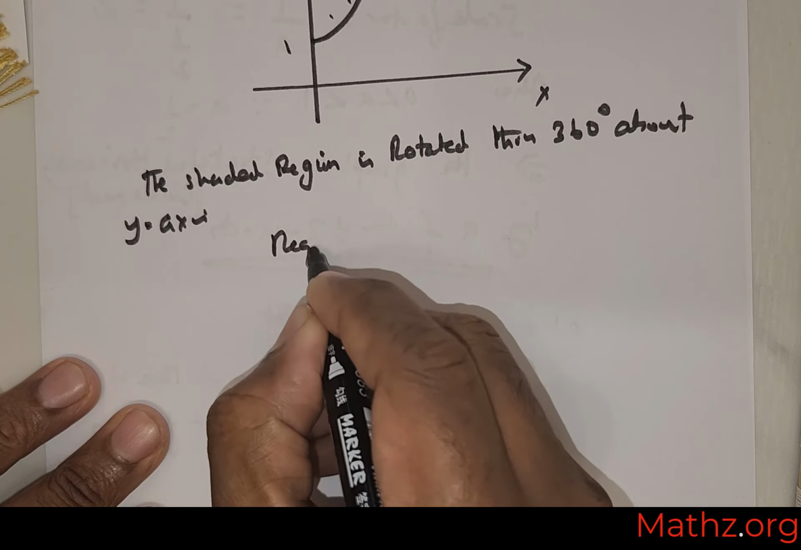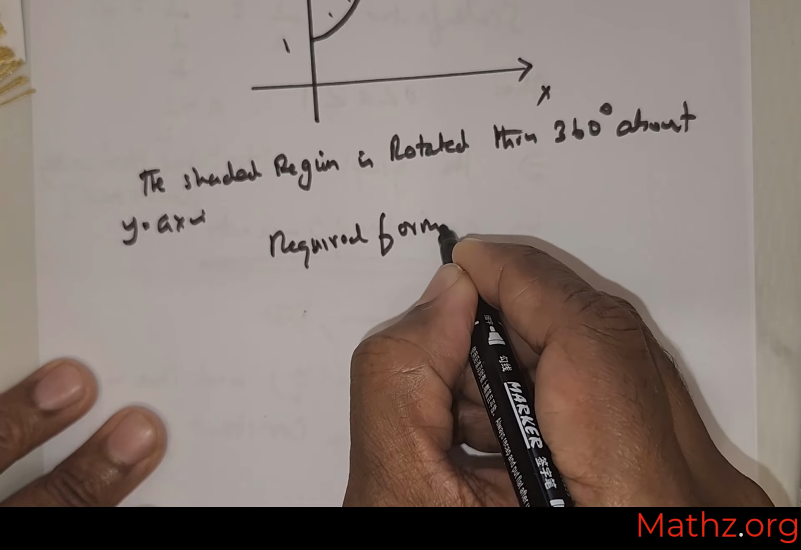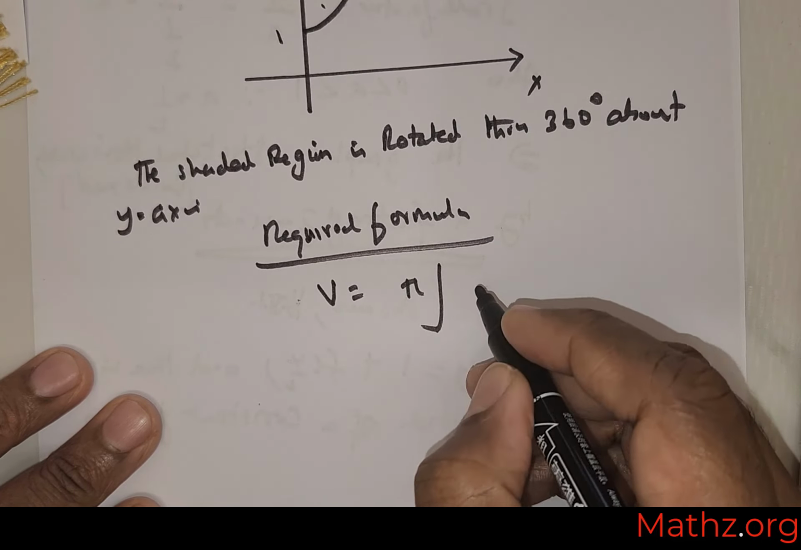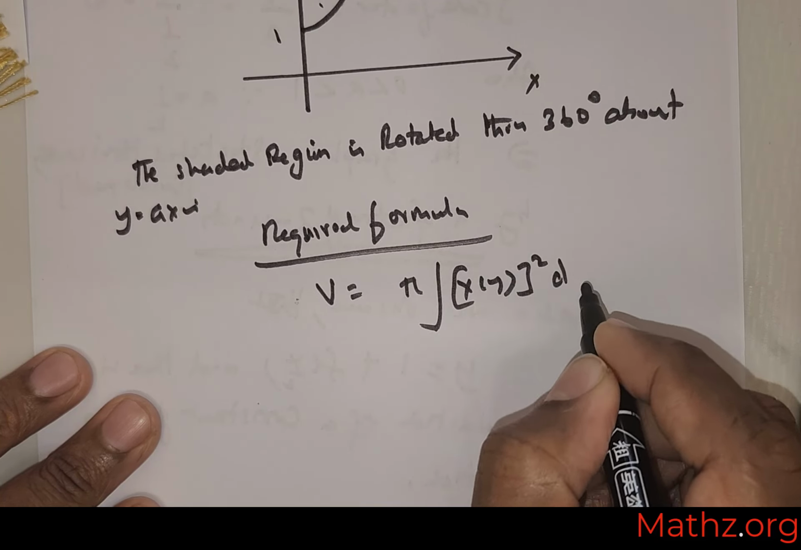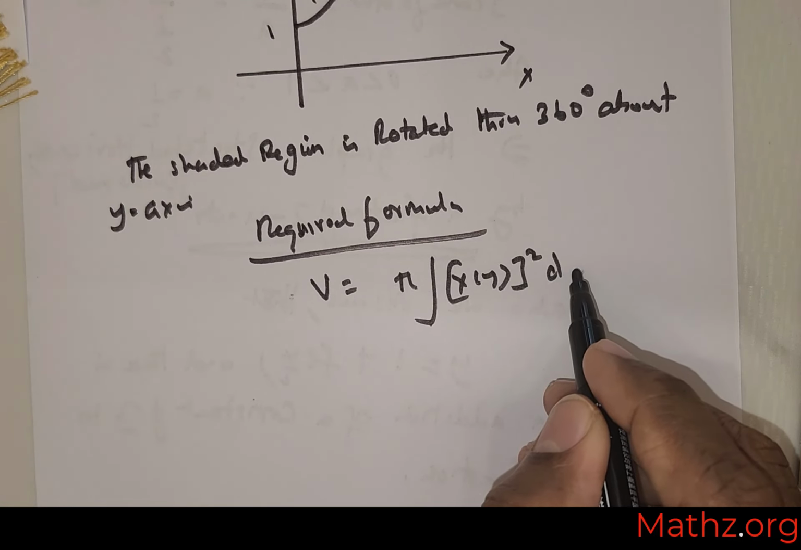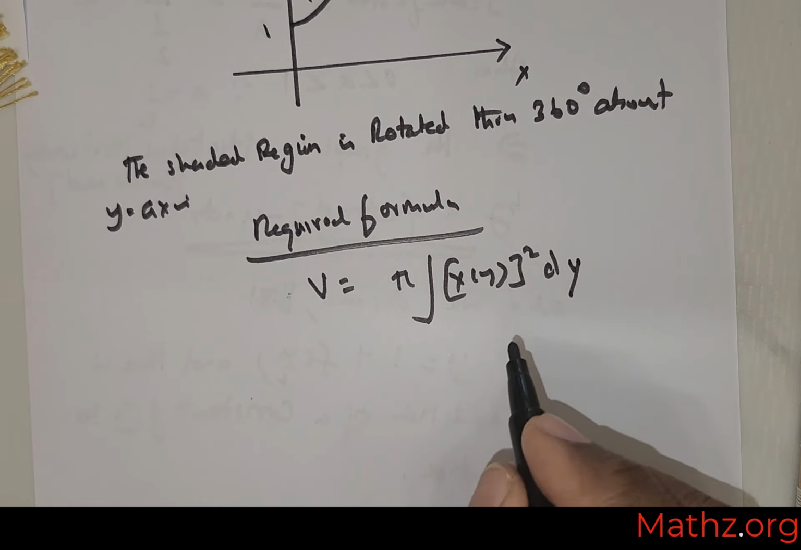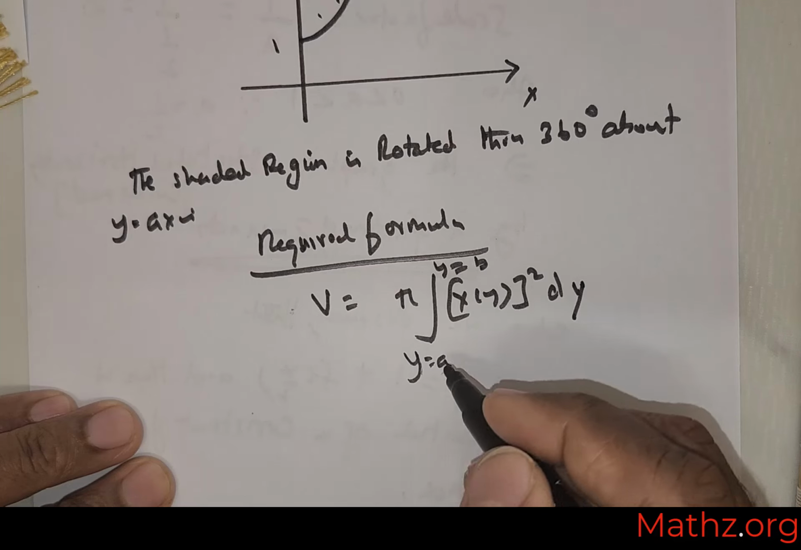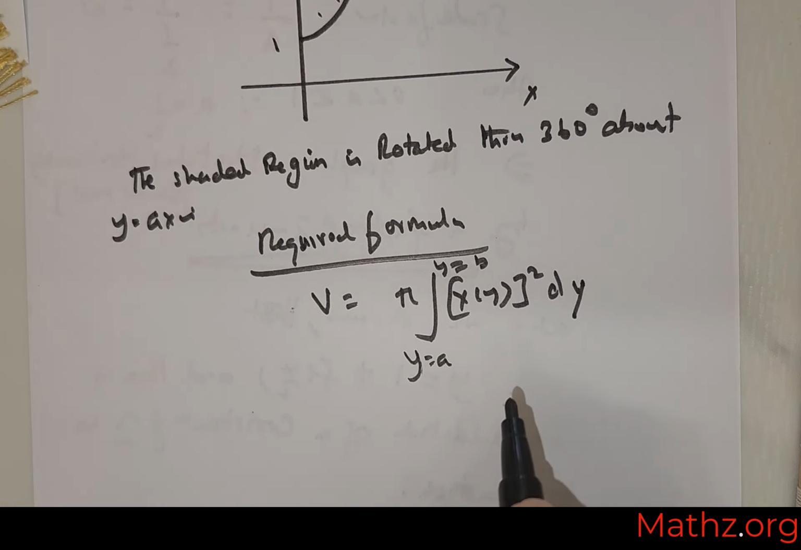Now the required formula, you have to state that. What is the required formula? Required volume is pi times integral of x to the power of 2, usually we write dx, but we should not put dx here, we have to place dy, and the limits will be y is equal to a to y is equal to b. So usually it will be x is equal to a to x is equal to b, but it is not so in this case. So take note of that important part.